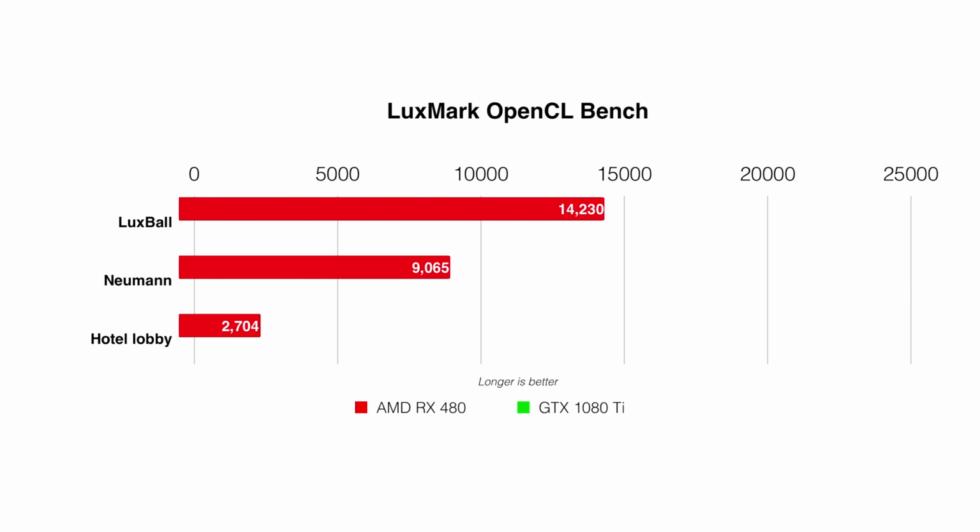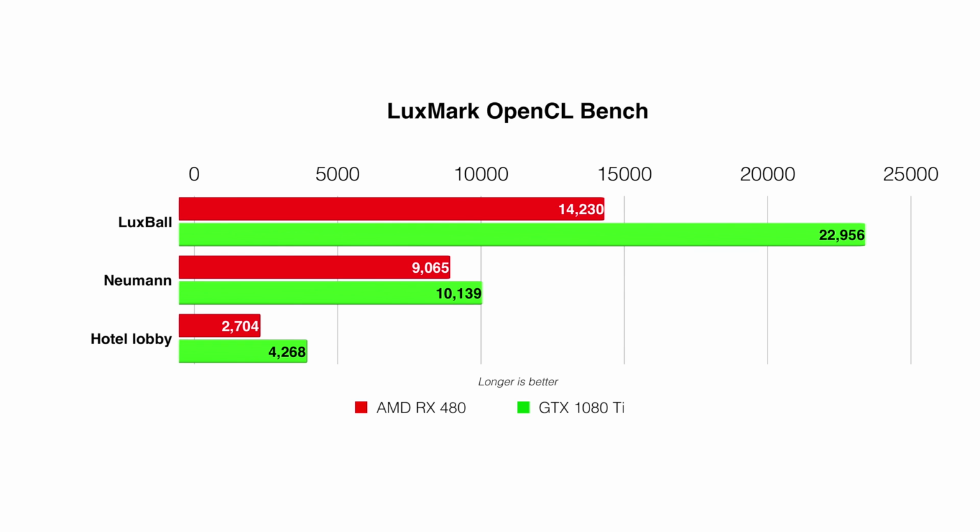But what I really wanted to point out is that NVIDIA GPUs aren't terrible necessarily at OpenCL tasks. As you can see there, it beats the RX 480 in all three tests. But it really just depends on how the app is optimized for the card in question.